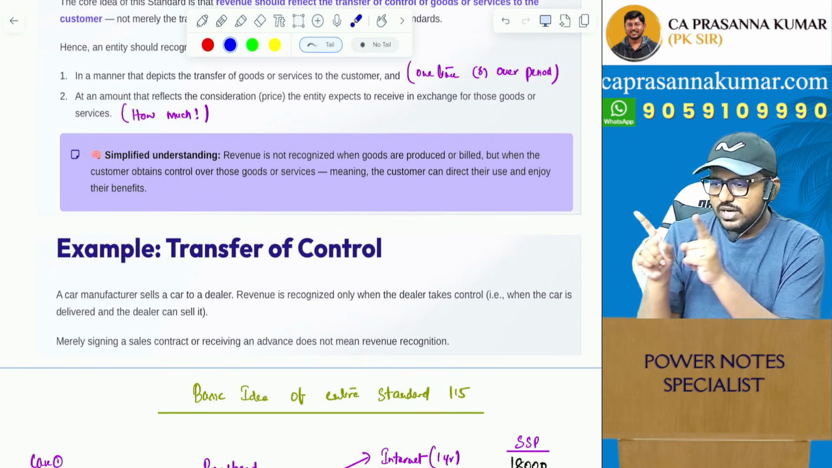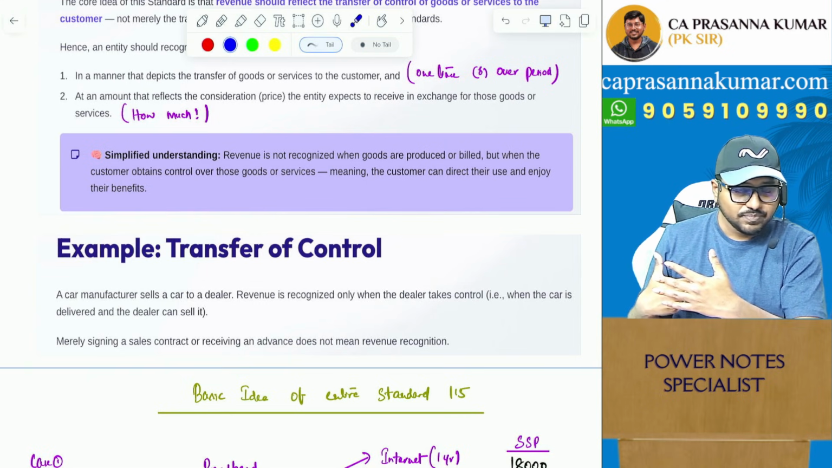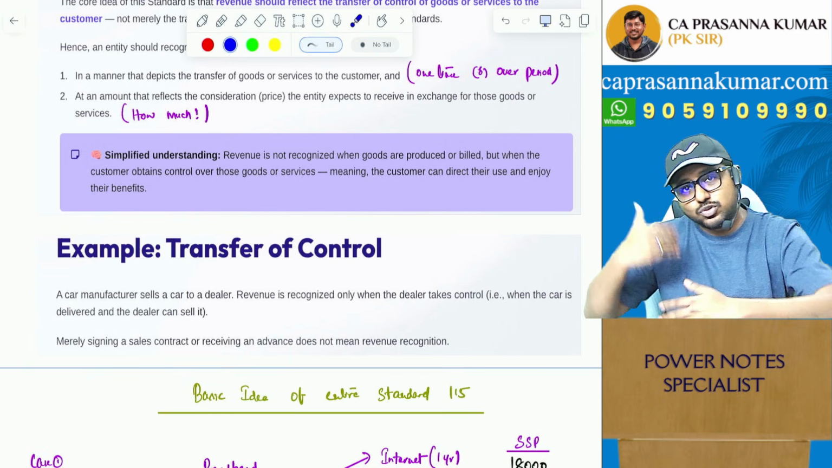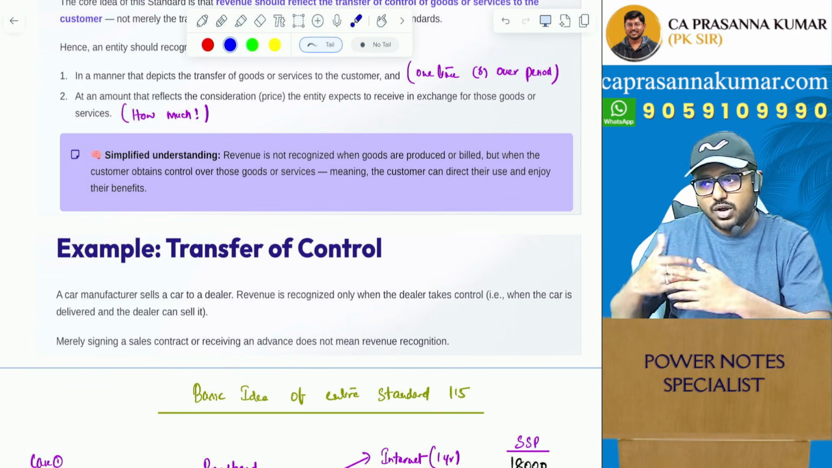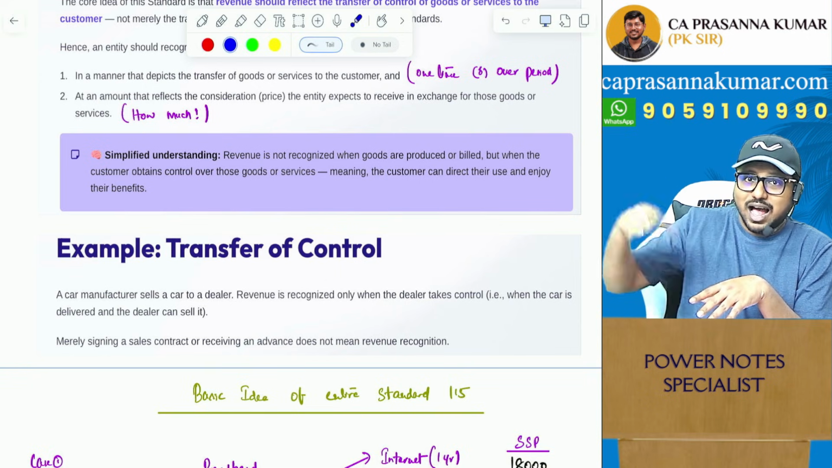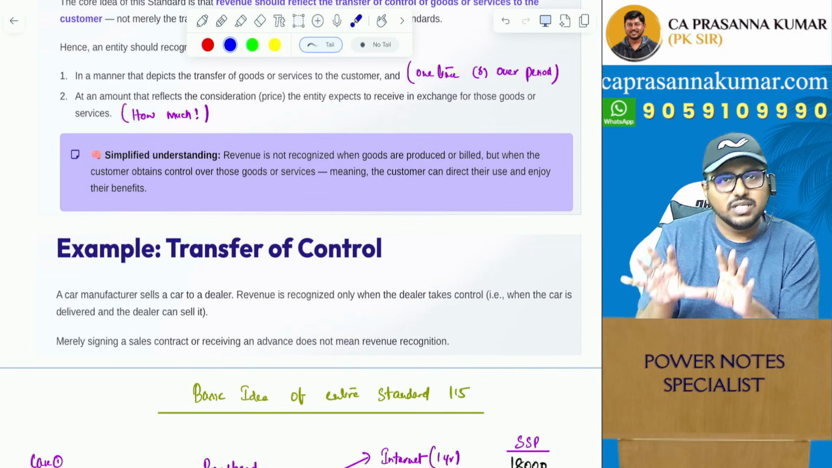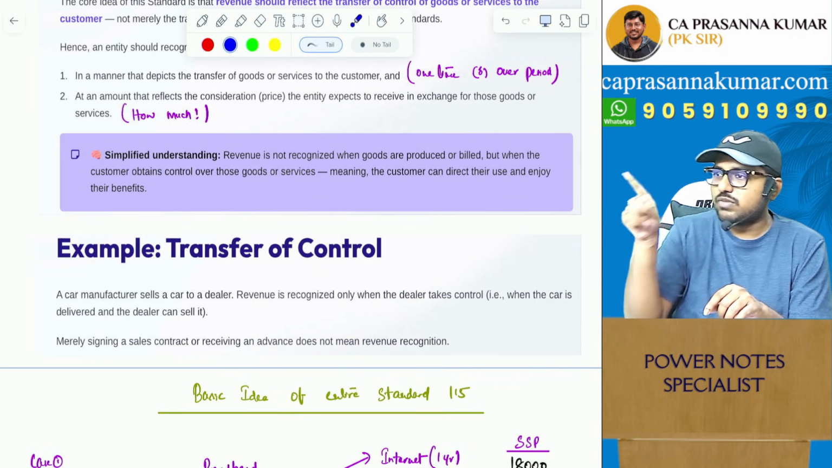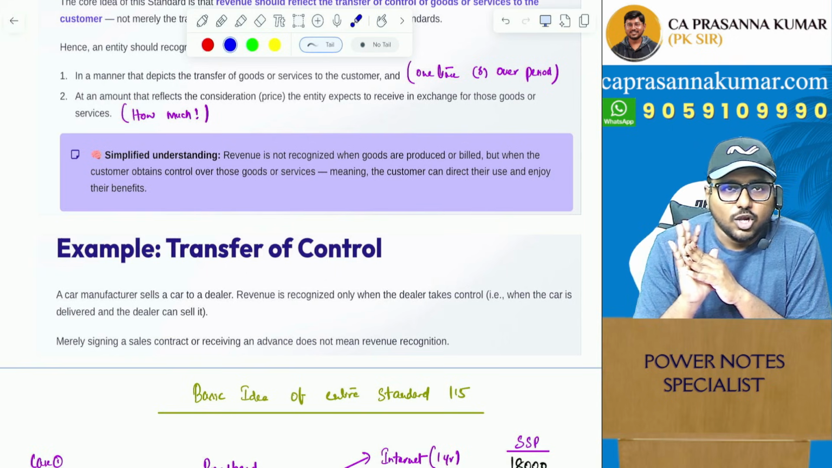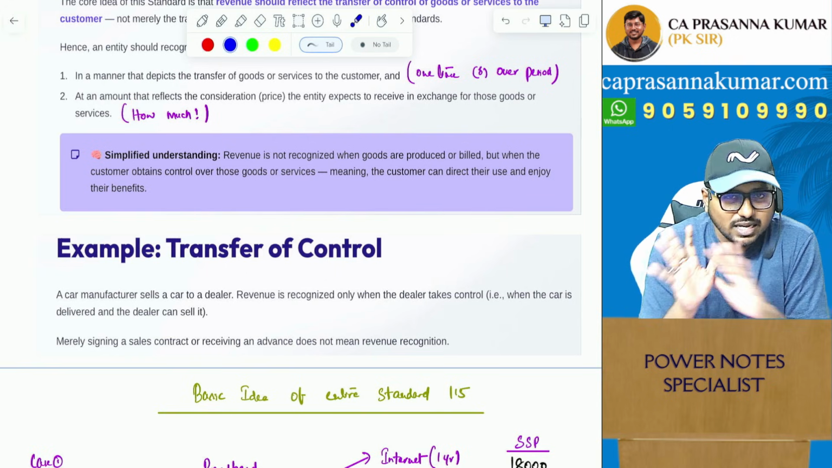Very simple. Look at the customer and see whether he is able to enjoy those services, if it is a service, or he is able to enjoy those goods. If he is able to do that, or he is able to control the use of those goods or services, or direct others how to use those goods or services, if any of these things are happening, it means that you need to understand that transfer of control did happen. Clear? So you have to look into the customer to understand whether transfer of control did happen or not. Clear? That's the basic idea.